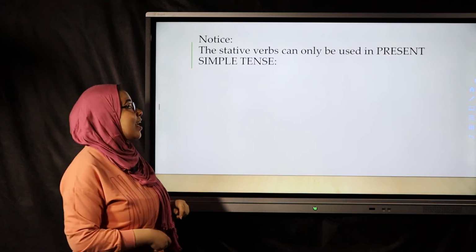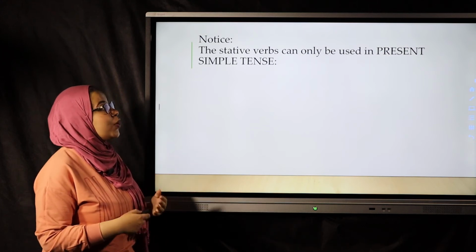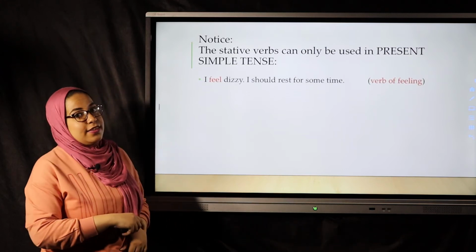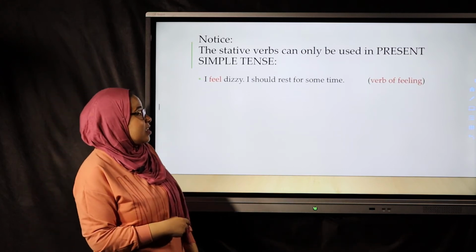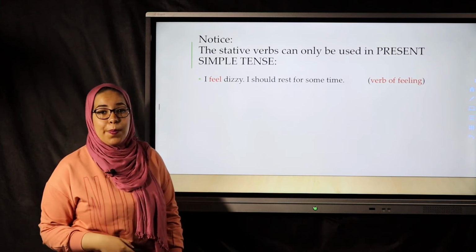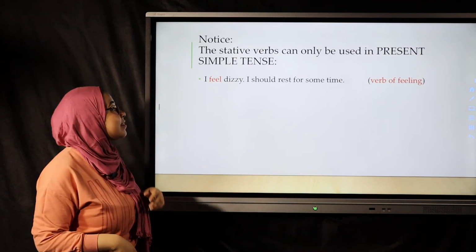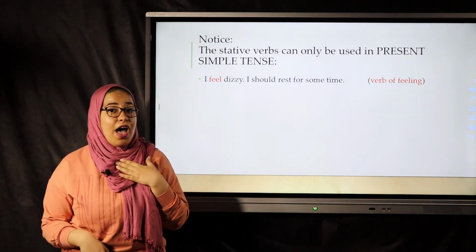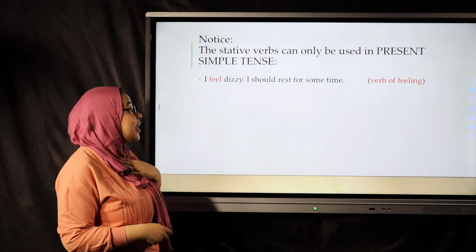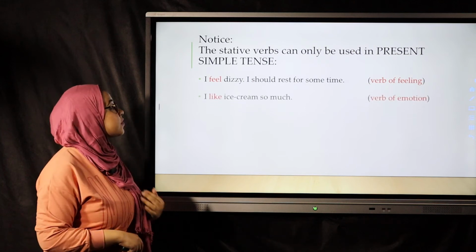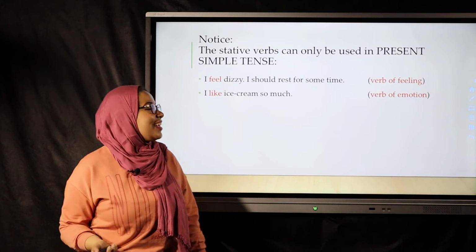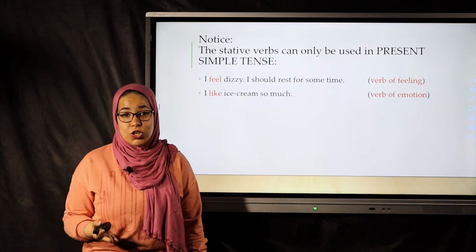Here, like I said before, the stative verbs can only be used in the present simple tense. Look at the sentences. I feel dizzy. I should rest for some time. Feel is the stative verb and it's called the verb of feeling. This is a feeling I have. The next one, I like ice cream so much. Who doesn't? Really? So this is the verb of emotion.